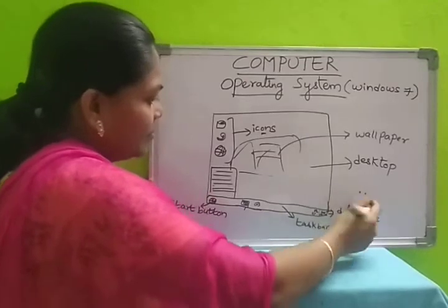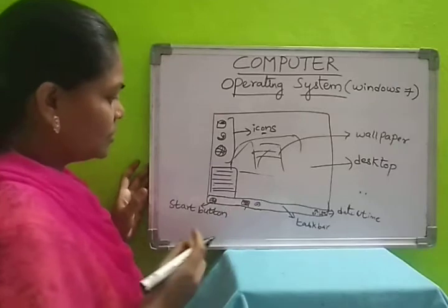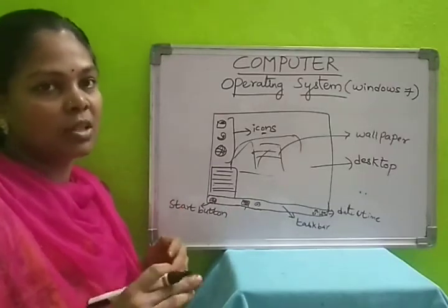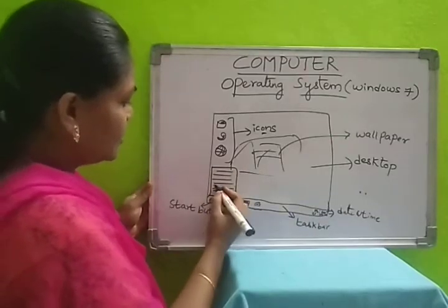Date and time are displayed on the taskbar. Okay, suppose you want to open Paint. We want to open Paint and draw some pictures. What we'll do, we'll click on the start button. The start menu will be opened.